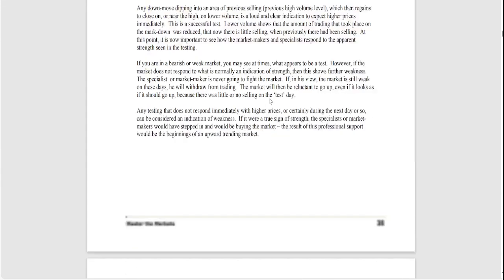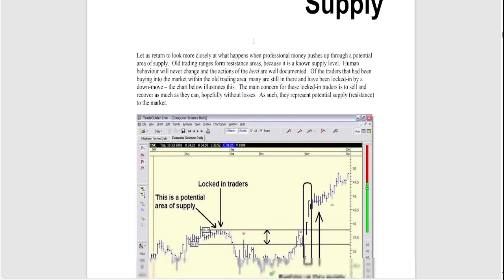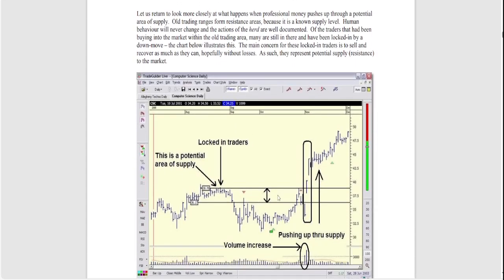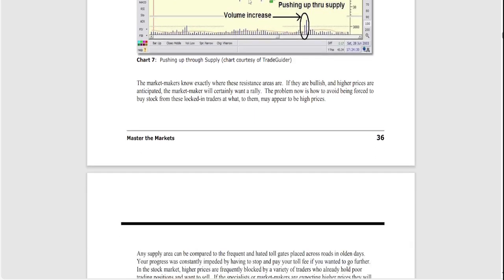Pushing through supply is a very important topic. When the market is in a range-bound stage, suddenly the market goes up. What is the phenomenon behind that? You just read that and you will have an idea, and volume increases in that scenario.